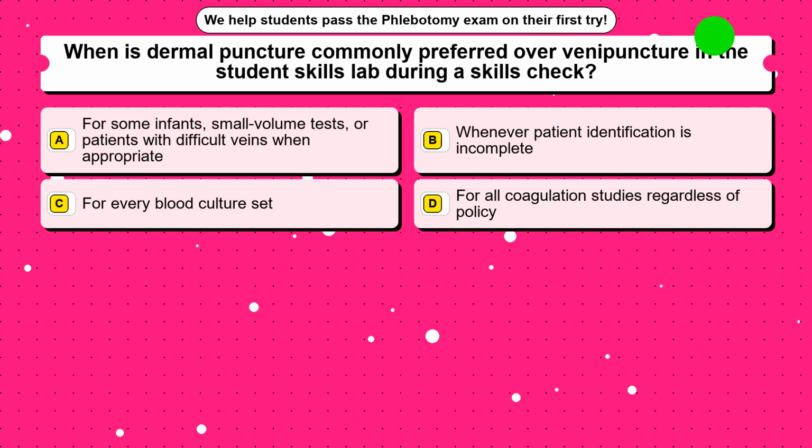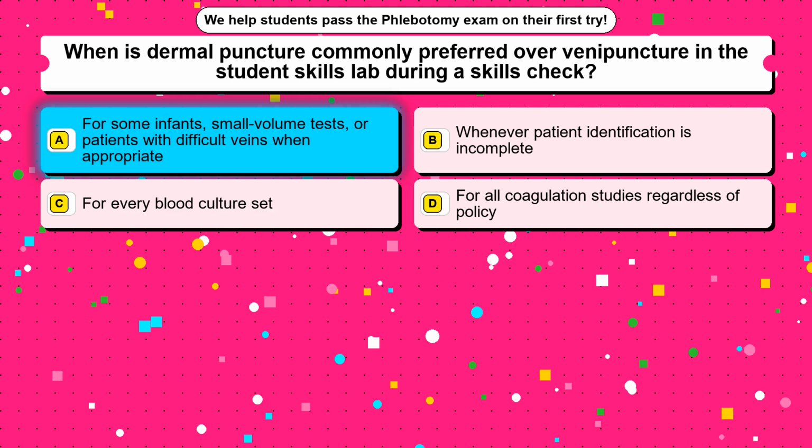Question 88. When is dermal puncture commonly preferred over venipuncture in the student skills lab during a skills check? Option A. For some infants, small volume tests, or patients with difficult veins when appropriate. Option B. Whenever patient identification is incomplete. Option C. For every blood culture set. Option D. For all coagulation studies regardless of policy.